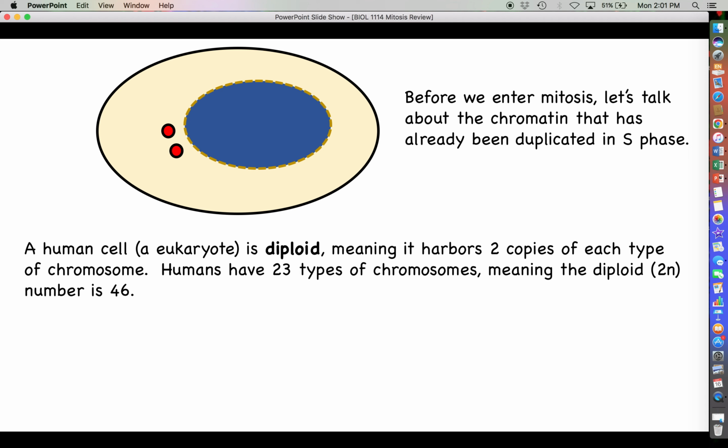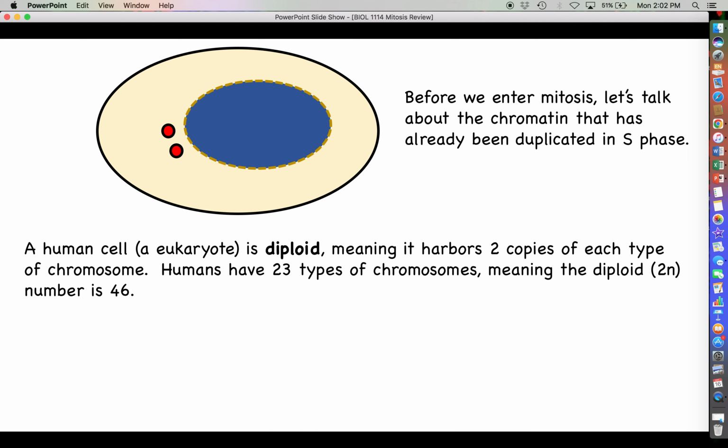So for our example here, we are going to consider human cells. Humans are eukaryotic cells, meaning that these are cells that have membrane-bound organelles, and most importantly, have a membrane-bound nucleus where the chromatin and the chromosomes are stored. A human cell is diploid, meaning that it harbors two copies of each type of chromosome. Two copies because one copy came from our mother and the other copy came from our father. Humans tend to have 23 types of chromosomes, meaning that our diploid number is 46.